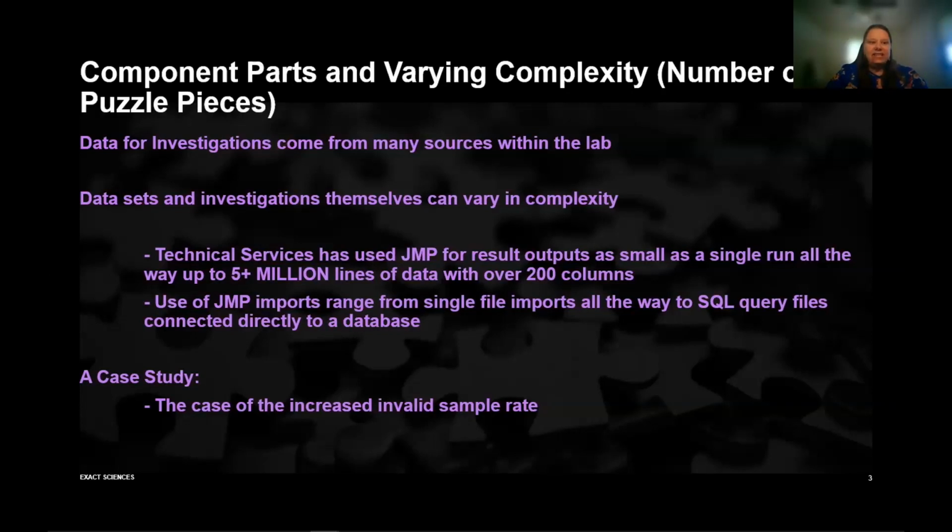These data sets and investigations themselves can also vary in complexity. So my team uses JMP for result outputs as small as a single run, all the way up to 5+ million lines of data with over 200 columns. The use of JMP imports range from single file imports all the way up to full SQL query files connected directly to databases. So the case study in this specific one is a smaller one, but it is the case of increased invalid sample rate.